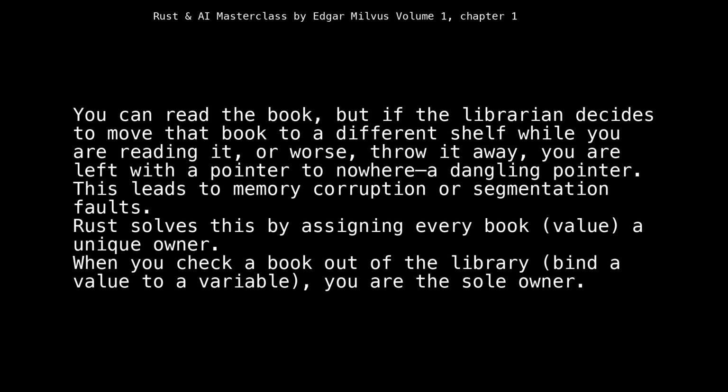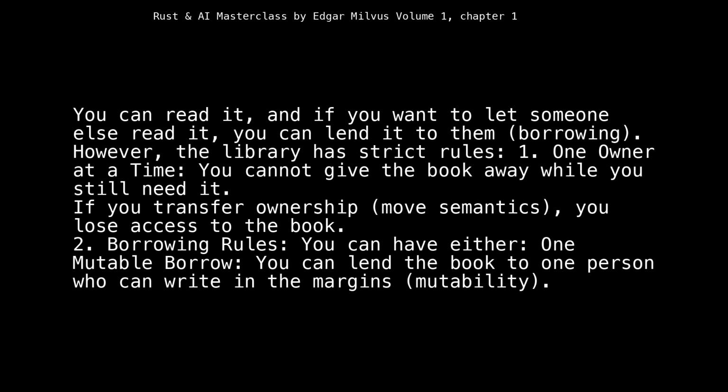Rust solves this by assigning every book value a unique owner. When you check a book out of the library, bind a value to a variable, you are the sole owner. You can read it, and if you want to let someone else read it, you can lend it to them, borrowing. However, the library has strict rules. 1. One owner at a time. You cannot give the book away while you still need it. If you transfer ownership, move semantics, you lose access to the book.